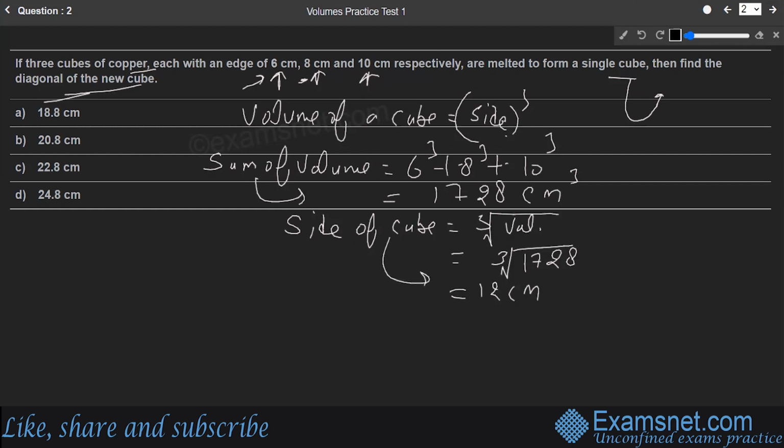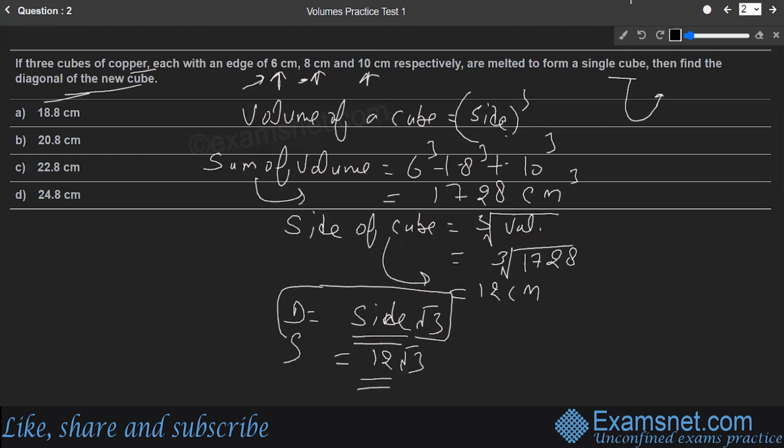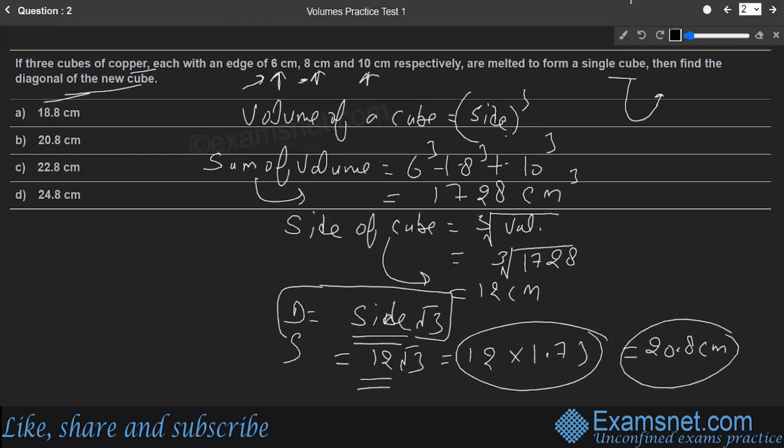Now he wants us to calculate the diagonal. The diagonal of a cube is given by side root 3. This is how the diagonal formula of a cube looks. We have the side as 12, so it is going to be 12 root 3. Because the values are given in decimals, we need to take the root 3 value as 1.73. 12 into 1.73. If we multiply this together, we reach 20.8 centimeters as the diagonal of this new single cube. 20.8 centimeters is available in option number B, so that becomes the right answer for us.